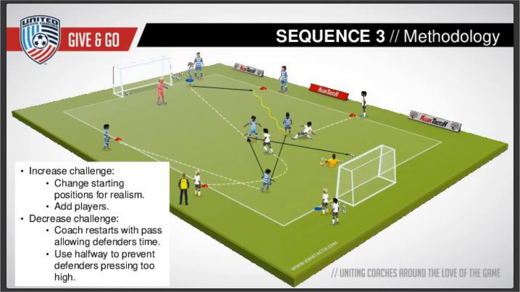And we also can prevent the defenders from pressing too high up the field by creating a halfway line that stretches across the width of the field. And in this case, the white team would not be able to go any closer to the blue team than the halfway line. So I hope you've enjoyed this activity.